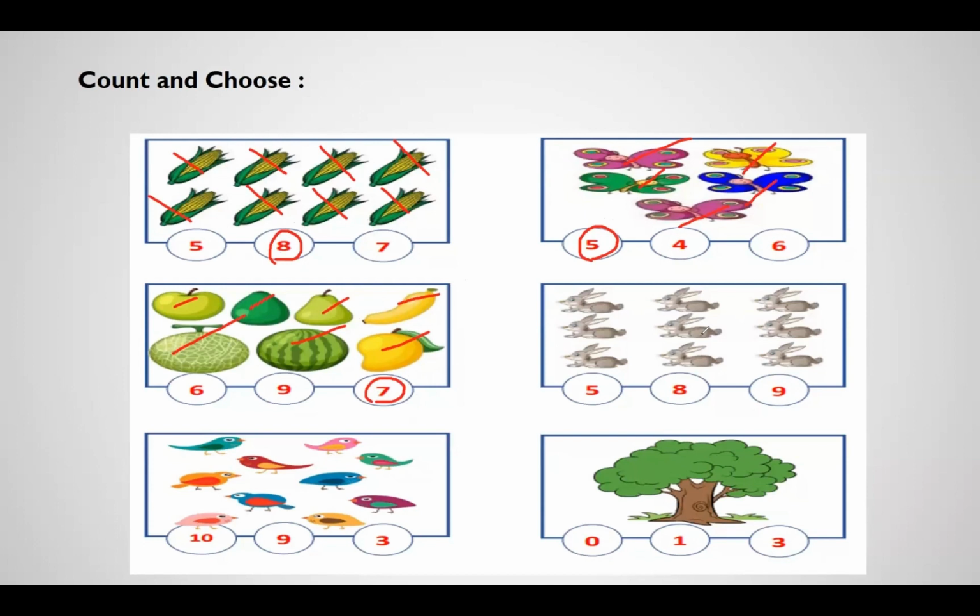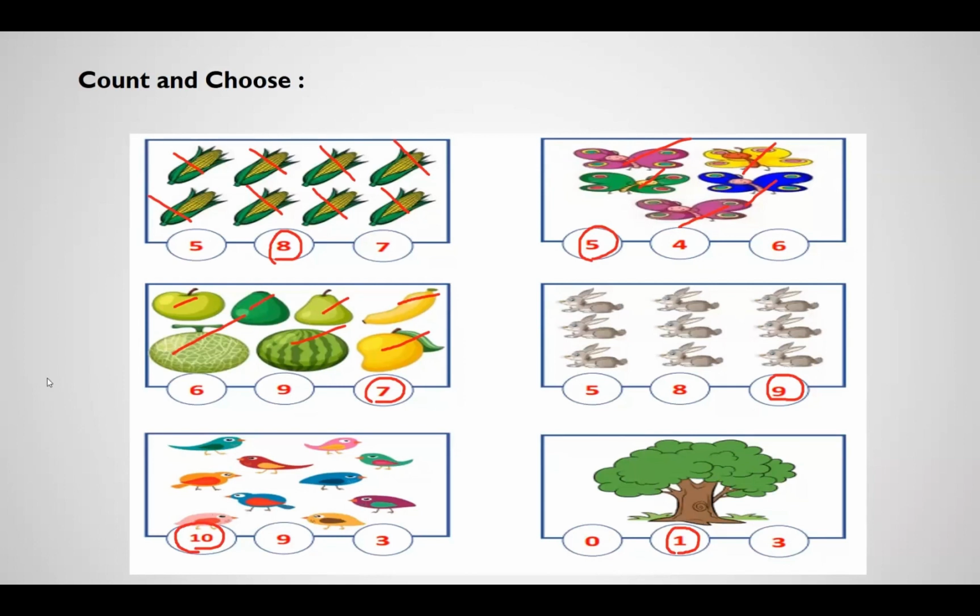And how many rabbits can you see here? Okay, count. Excellent, they are 9. So put a circle on 9. What about these birds? Yes, they are 10. So put a circle on number 10. Okay, how many trees can you see here? Only 1. So we are going to put a circle on number 1.